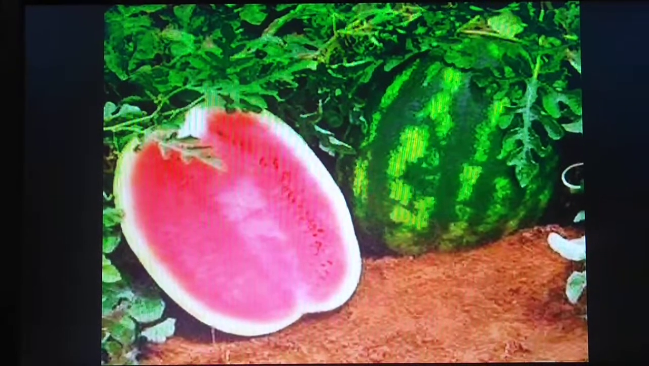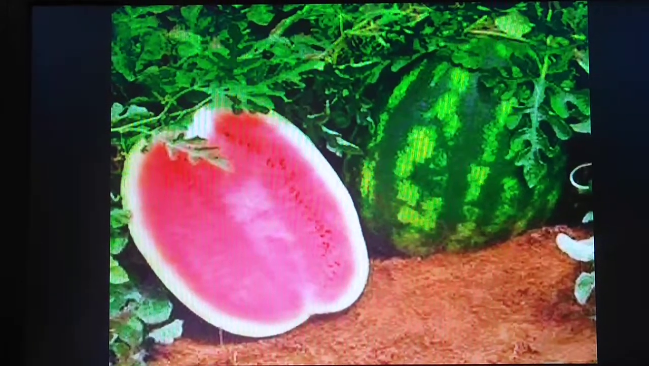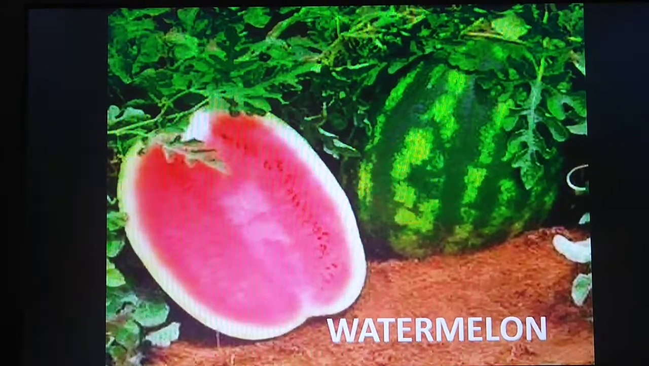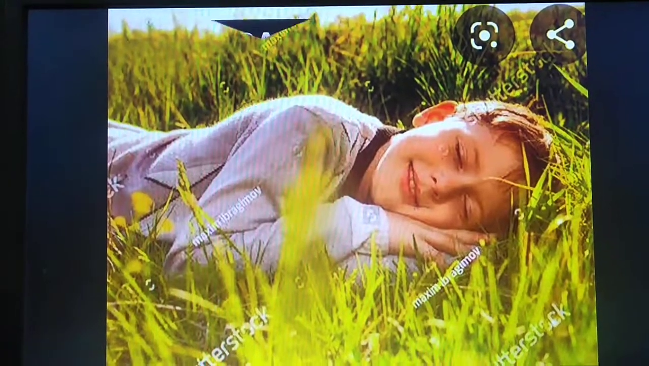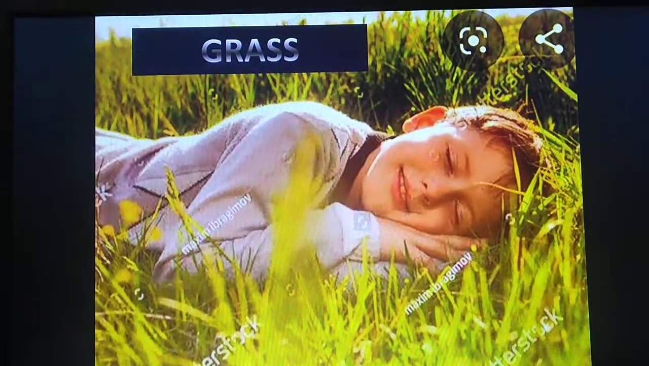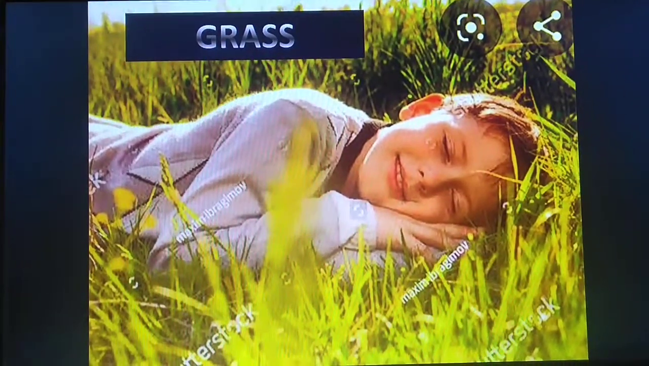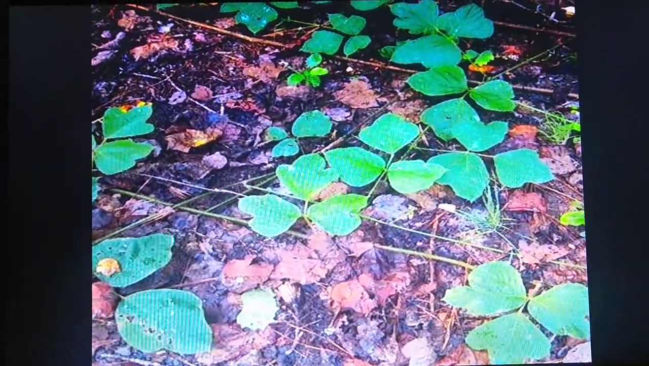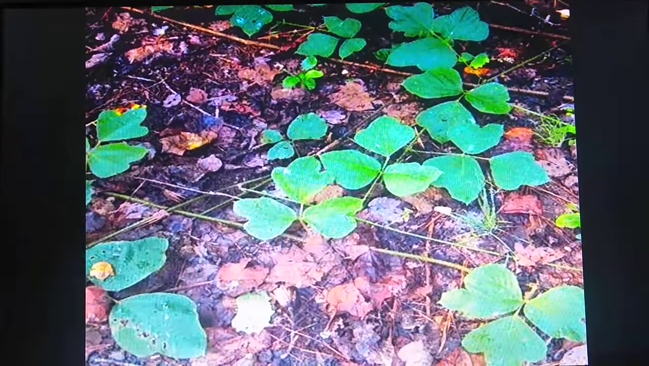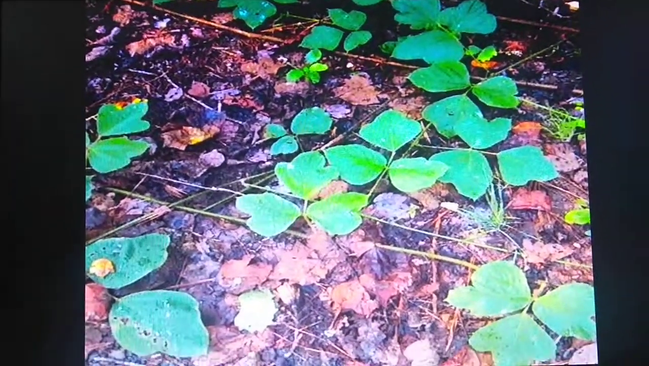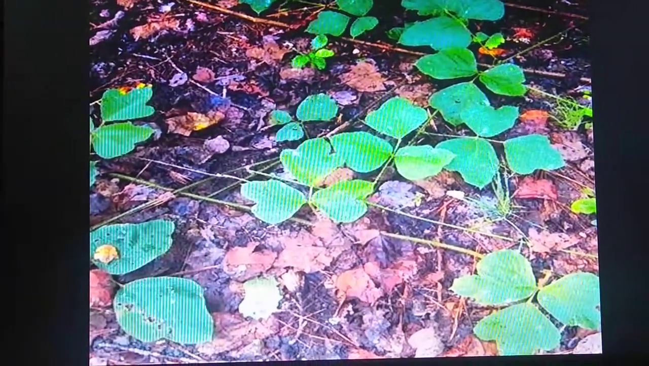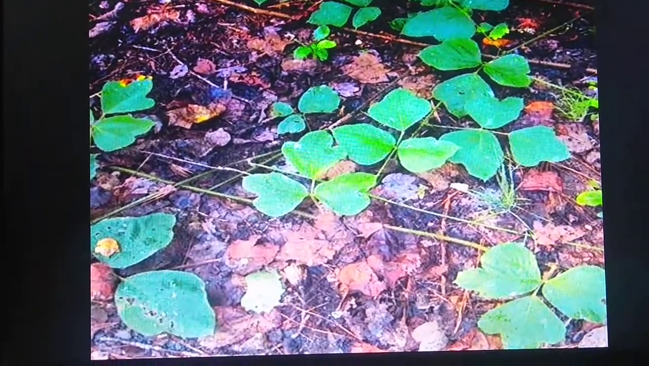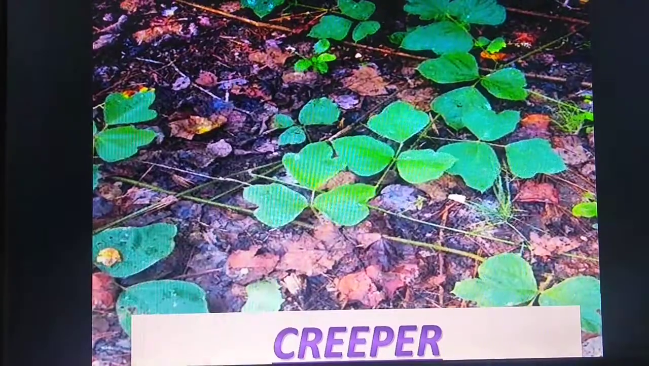Children, you have seen this picture. This is watermelon. This is the example of creeper plant. And this is the picture of grass. Is grass an example of climber? No, it is the example of creeper. Look at the picture, children. This is also a creeper plant. You can see the weak and thin stem of the creeper. So this plant cannot grow straight. So they spread their branches on the ground. They are called creepers. Creeper is written. It is creeper plant.